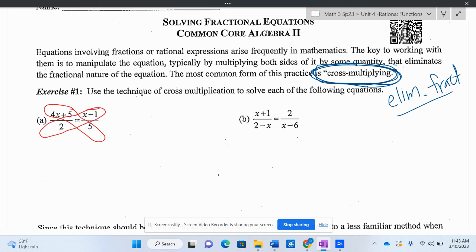If 7 equals 5, does 5 equal 7? I mean, that's not really true, but if x plus 2 equals 5, does 5 equal x plus 2? So it doesn't matter what side we put where. So I'm just going to start with the 2, and I'm going to write out 2 times x minus 1 equals 5 times 4x plus 5.